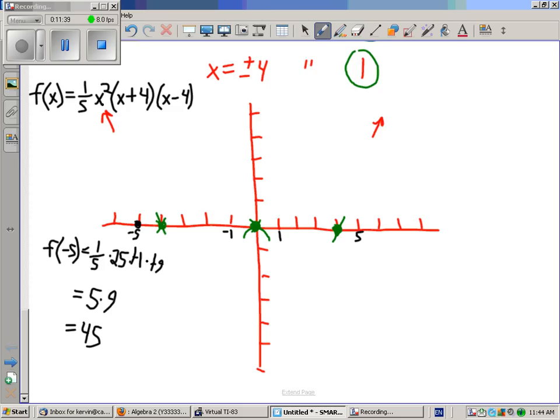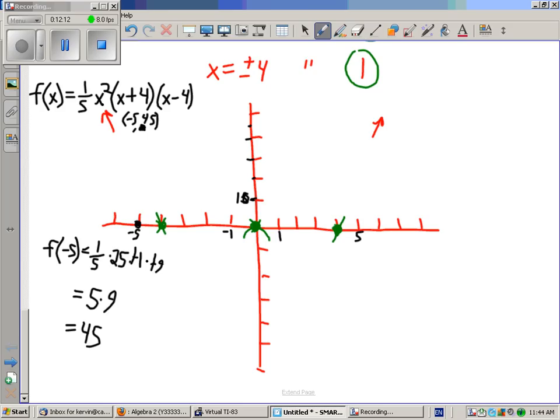What I'll do to make this a little easier to deal with, we will plot these in gradients of 5. Better yet, let's do 10. 10, 20, 30, 40. Here's 45 right here. So when x is equal to negative 5, y is equal to 45. So negative 5, 45.